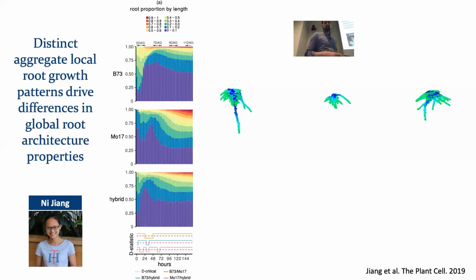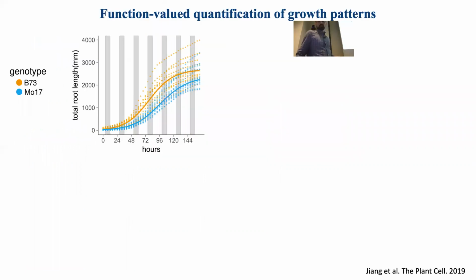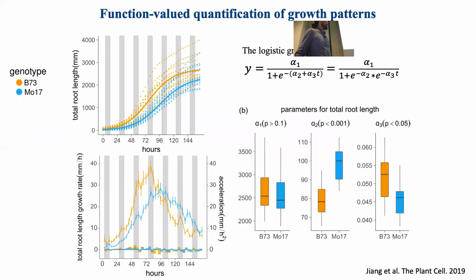And we could do this pretty explicitly here. So I won't get into all the details of this. It's published now. We were able to track a lot of the features of individual root growth over time and draw that back into the overall architecture. Similarly, we were able to use a simple logistic function model to understand the growth not as a series of measurements at different time points, but as a function. And we can use the values of that function as the phenotypes themselves.